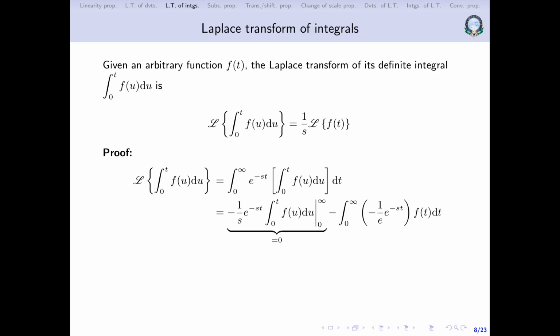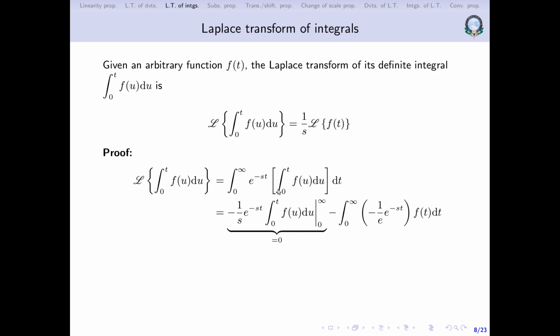I'll leave it to you to figure out what is u and what is v here. So by using integration by parts, we can have this e to the power minus st. The first term will become minus 1 by s e to the power minus st, integral 0 to t of f of u du, which will evaluate from 0 to infinity, minus the integration from 0 to infinity of minus 1 by s. Please read this as s, this is not e, this is s. So 1 by s e to the power minus st f of t dt. So this is by integration by parts.